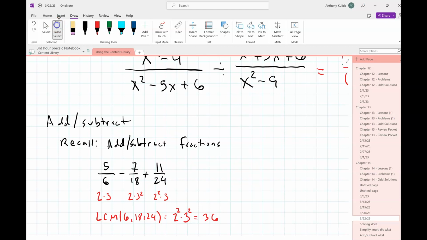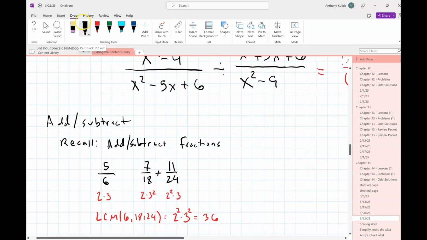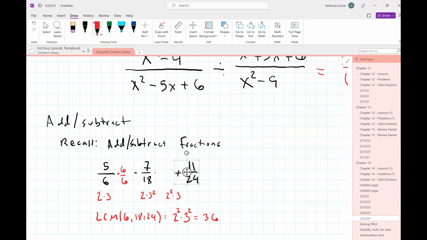So if I look at these guys, what do I need to multiply 5/6 by? Nice little 6. Well, probably mean 6/6, right? That's awesome. And what is 6/6 really? 1. Just 1, right? And that's why it's okay to do that, because we're just multiplying by 1. What do I have to multiply 7/18 by? 2/2. And 11/24 will multiply by?